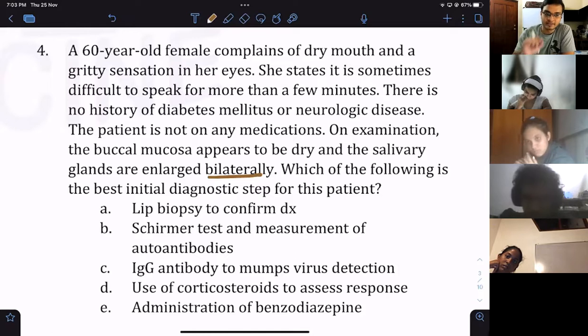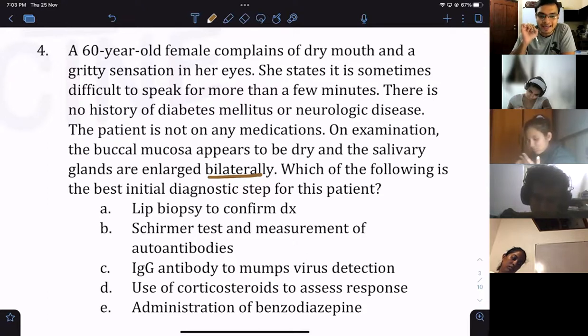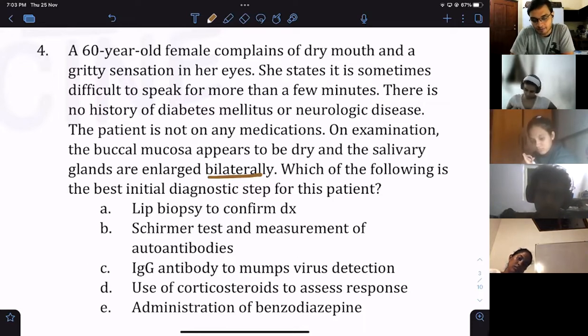Lip biopsy, guys, this is the gold standard, right? This is one of the best, but it is not the initial. It's not the first one. We don't usually do a biopsy as soon as the patient walks in, right? IgG antibody to mumps virus detection.